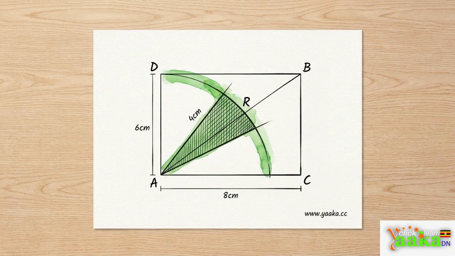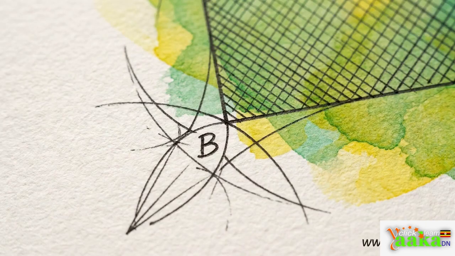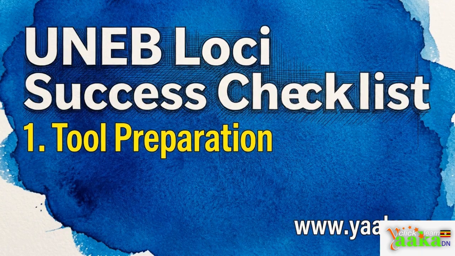This final image shows the exact visual standard for a perfect exam paper. The requested region is clearly shaded, but the raw mechanical workings of the compass are completely preserved and visible beneath it. Here is your checklist for securing full marks.